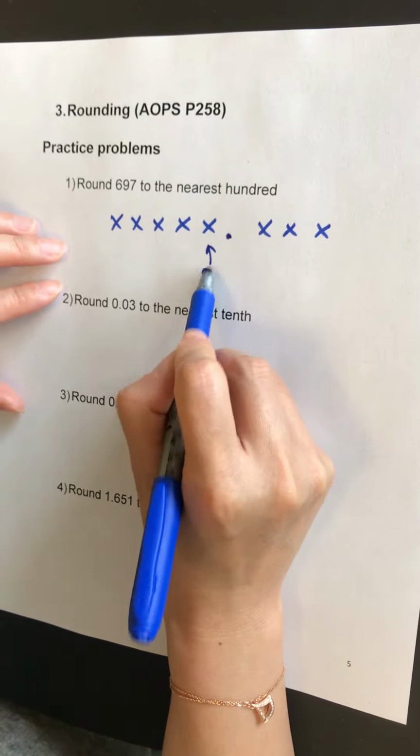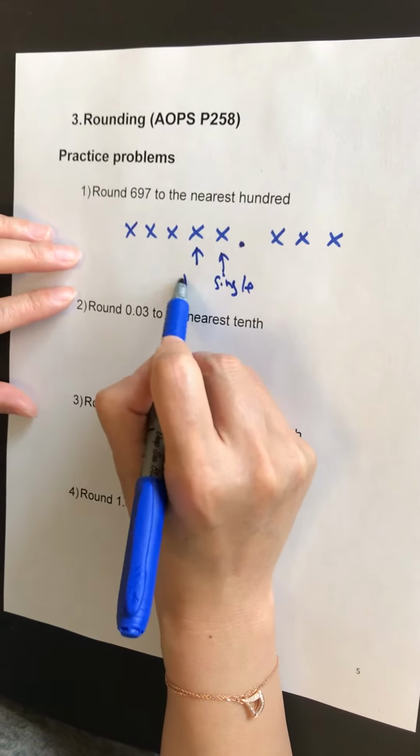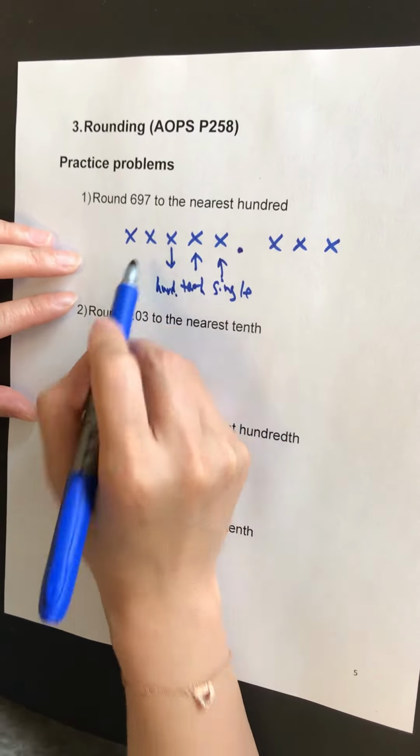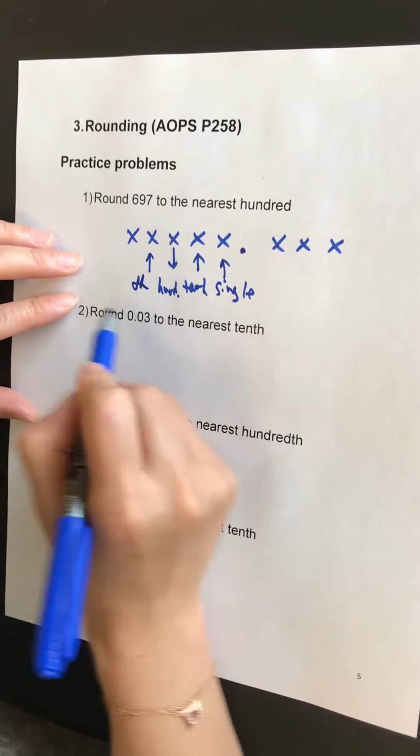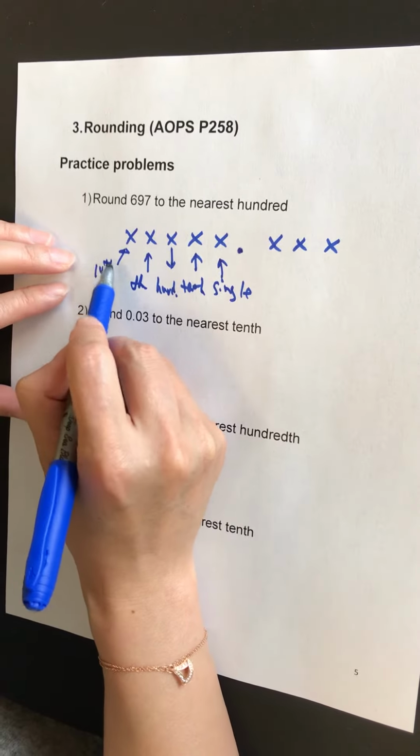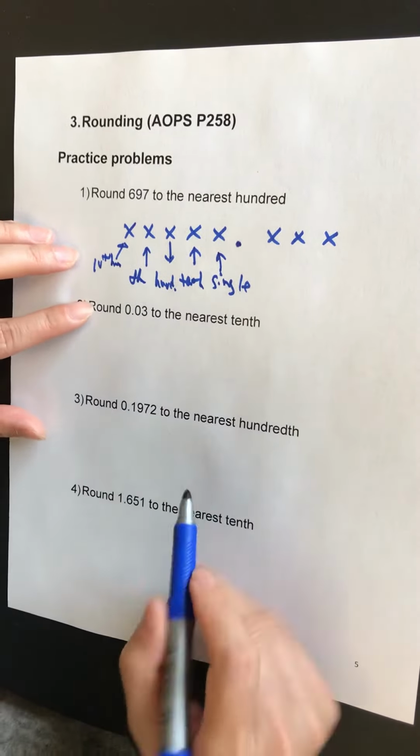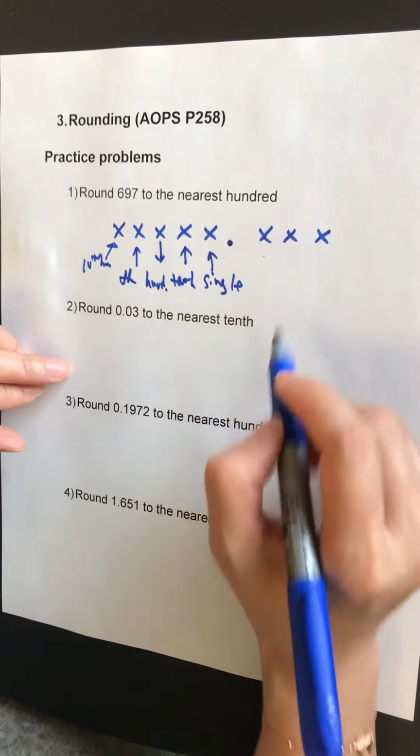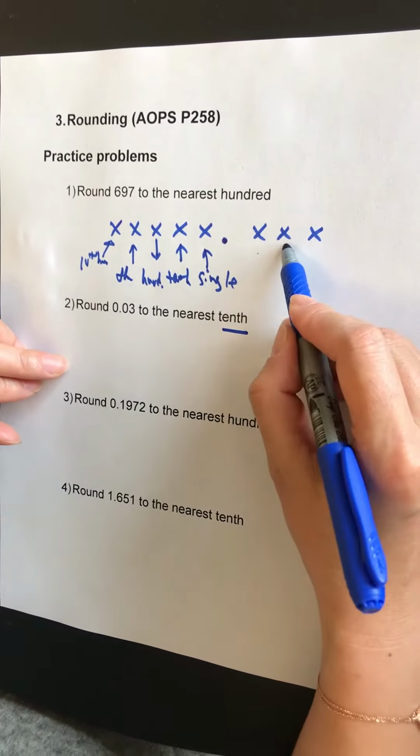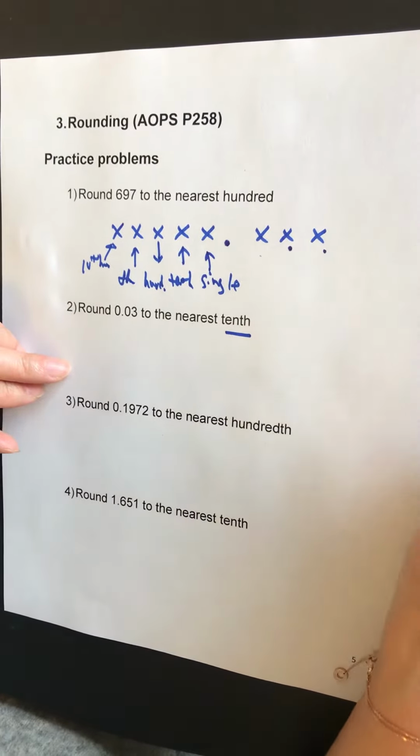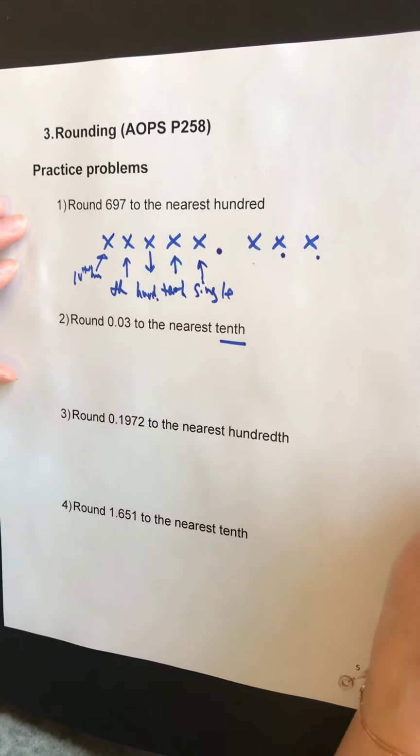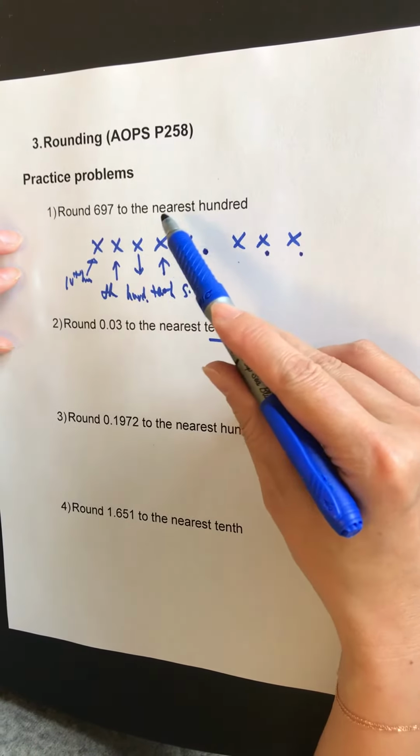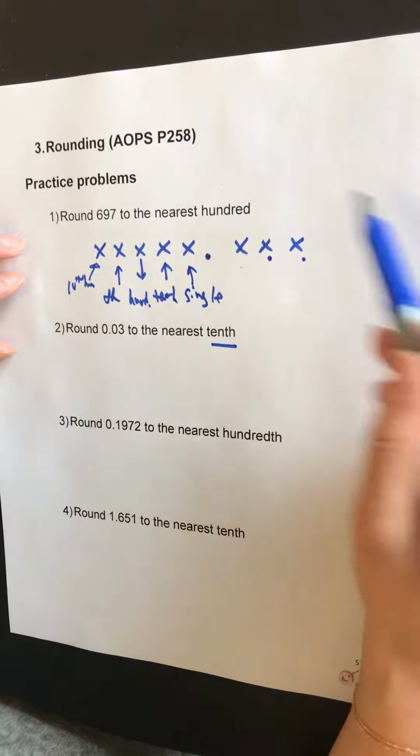This is single, this is tenth, this is hundredth, this is thousandth, this is 10,000, okay? This is the tenth, the nearest tenth, the hundredth, and the thousandths. This is after the decimal place. When you round, you always want to find the number that's right behind the number that you're looking for.